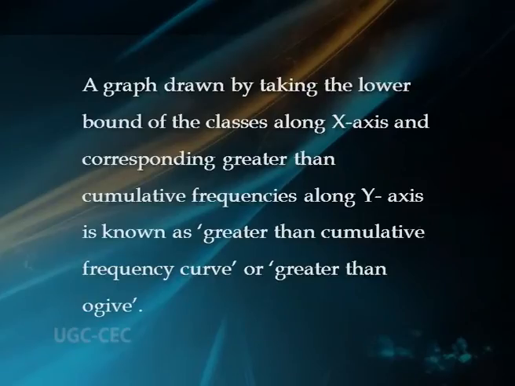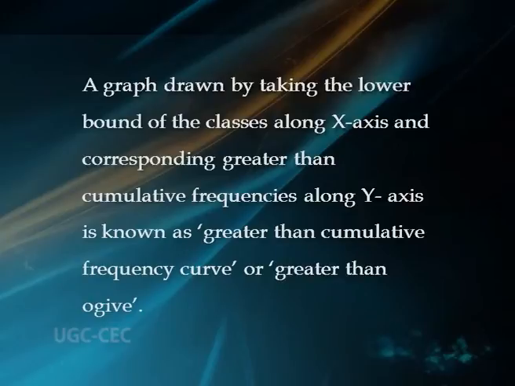In the same way, a table consisting of the upper bound of each class in the first column and the number of observations less than each upper bound, that is the less than cumulative frequencies, in the second column is called a less than cumulative frequency table.